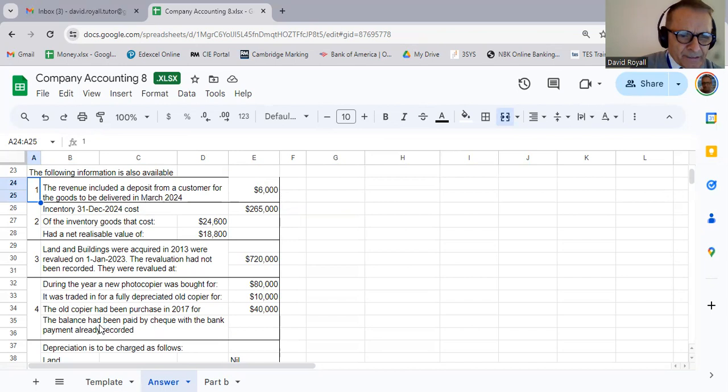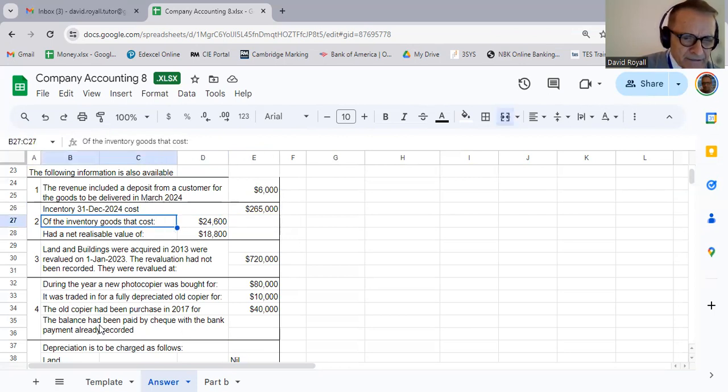Revenue included a deposit from a customer for goods to be delivered in March 2024. That's not part of this year's sales, because it belongs to next year. It's a deposit, so, think about it, it's actually a current liability. So the double entry will work for us. We've got some inventory here at the end of the year. That's the figure we need.